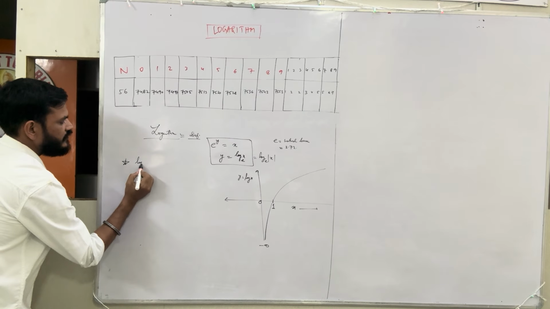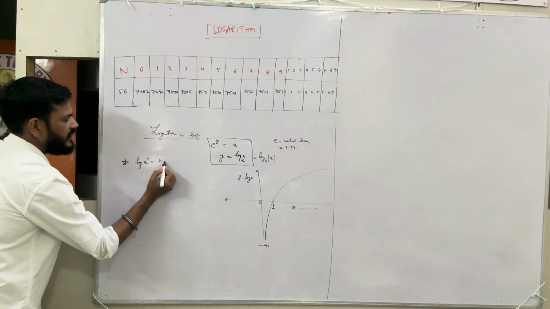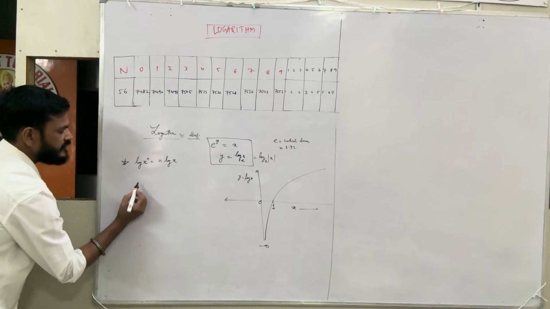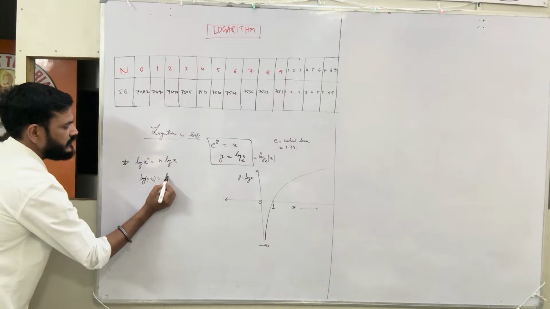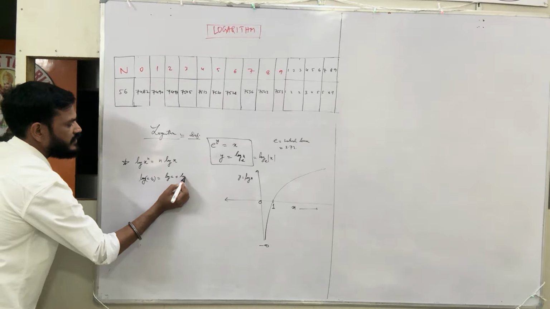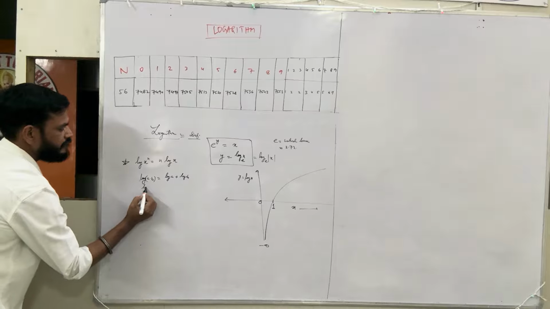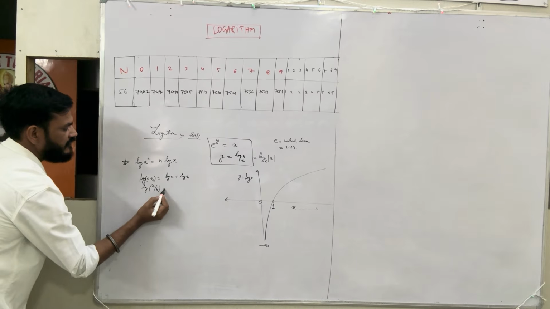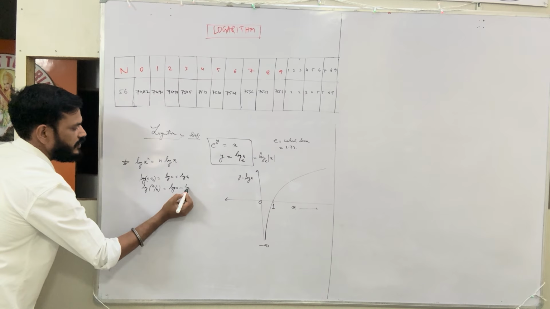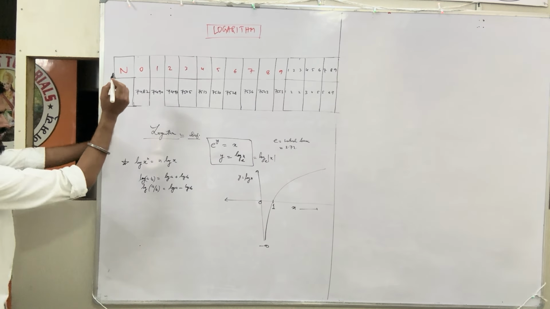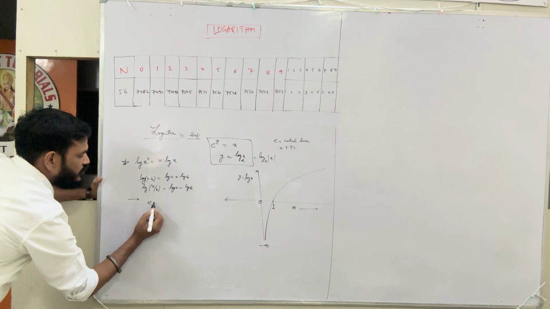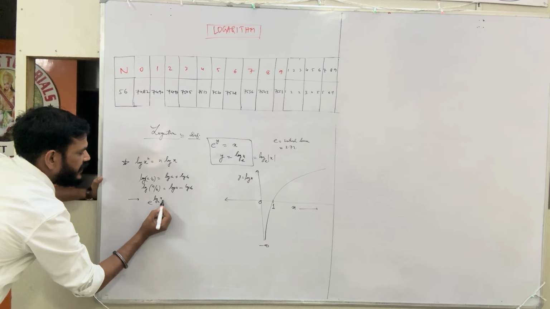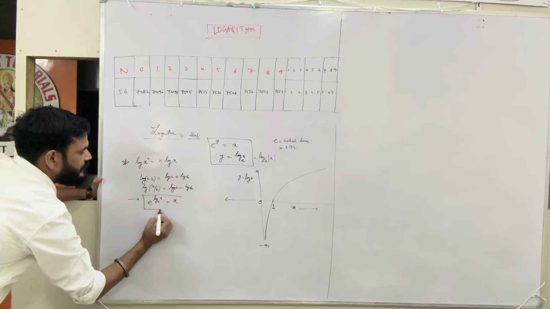Log of x to the power n will be n log of x. Log of a into b will be log of a plus log of b. Log of a by b will be what? Log of a minus log of b. Now, a few important properties: e to the power log x is just x.